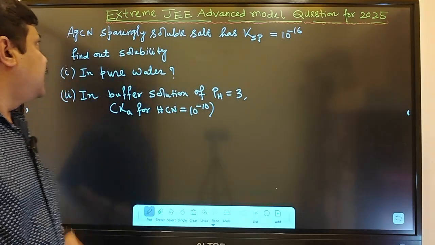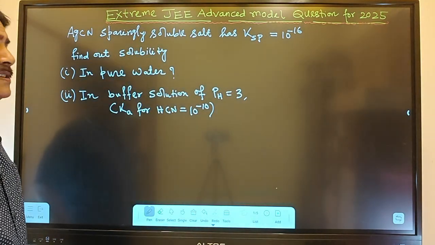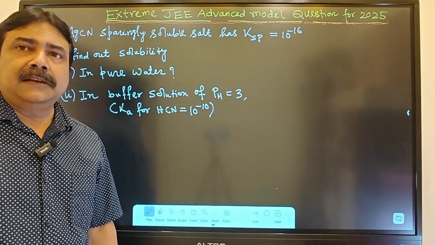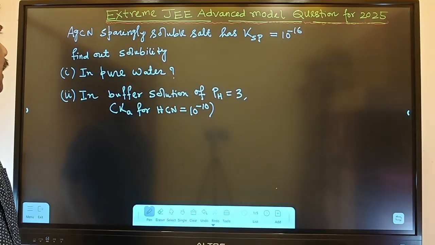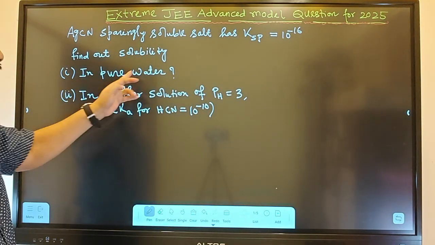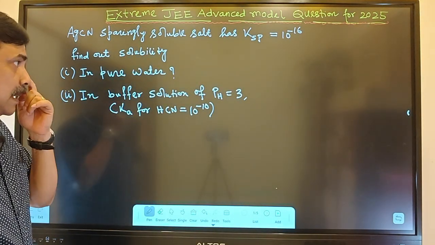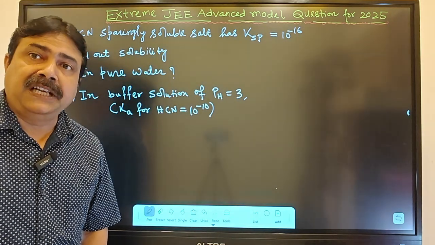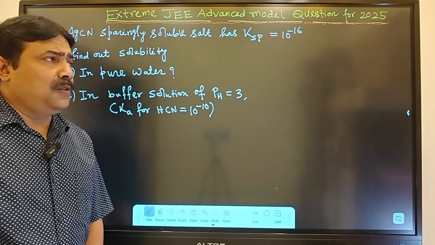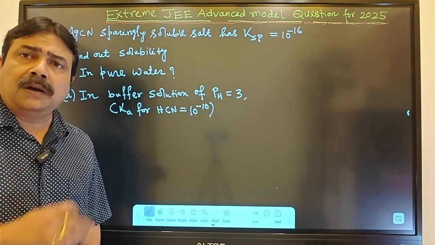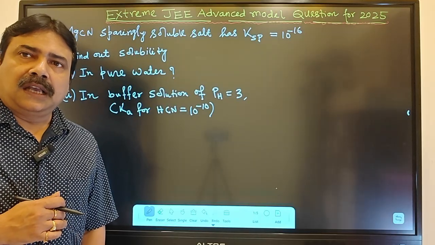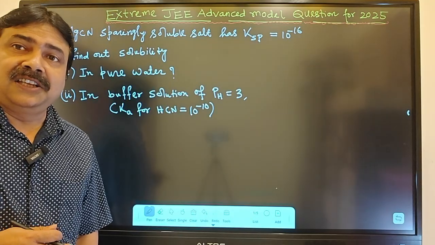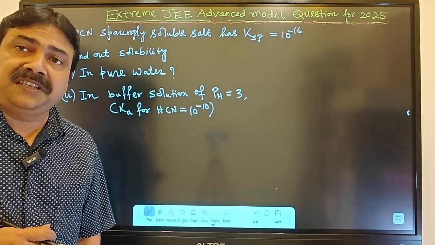Now here the problem they are giving: AgCN, which is a sparingly soluble salt, has a Ksp of 10 power of minus 16. Find out the solubility first in pure water and then in a buffer solution where the pH of the buffer solution is 3, maintained consistently. This is a very famous, extreme model of JEE Advanced, and based on that, a reverse problem also we will discuss. You will see how the problem extremities.